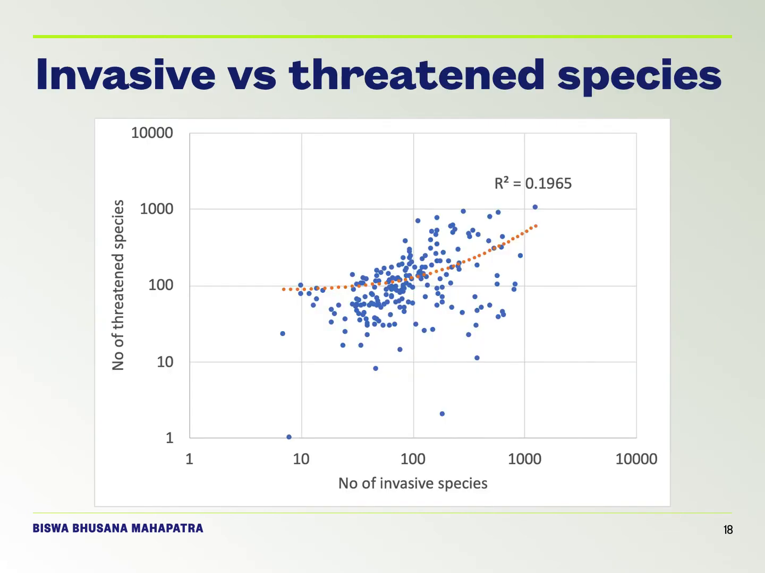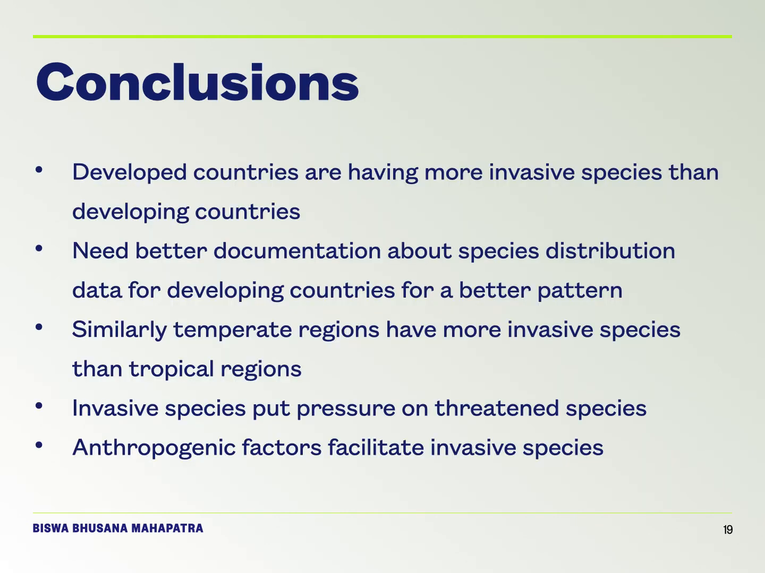Number of invasive species and number of threatened species for each country are correlated. It means a country with higher invasive species will likely have a higher number of threatened species. So, developed countries are having more invasive species than developing countries. We need better documentation of invasive species data for developing countries.